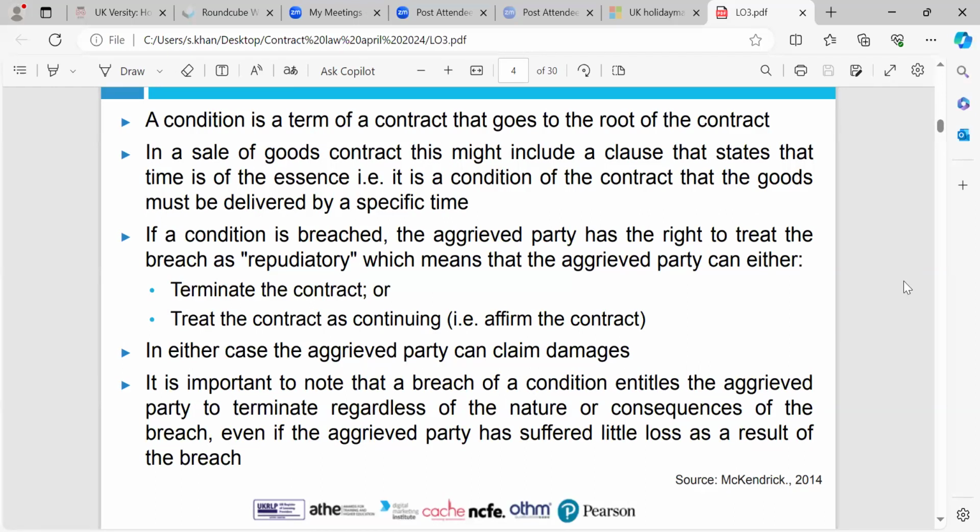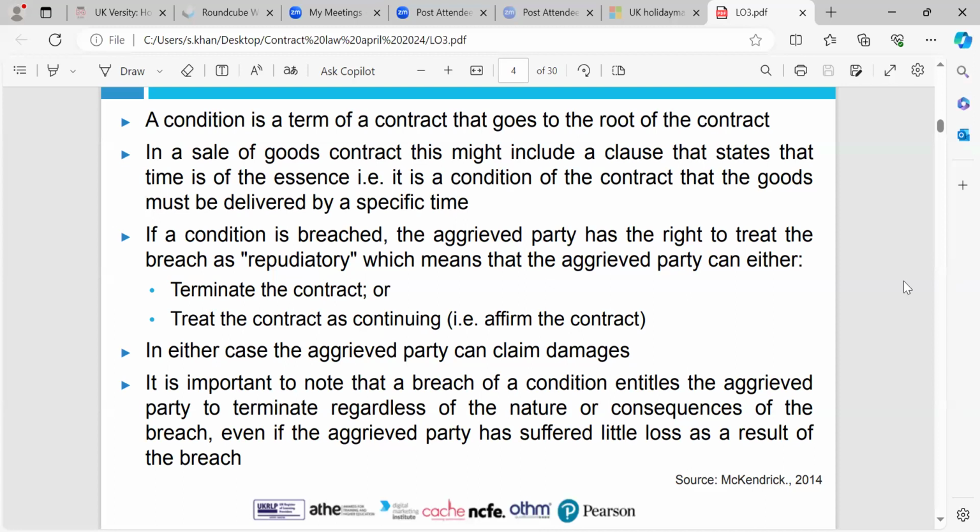In a sale of goods contract, this might include a clause that states that the time is of essence. For example, it is a condition of the contract that goods must be delivered by a specific period of time. If a condition is breached, the aggrieved party has the right to treat the breach as repudiated, which means that the aggrieved party can either terminate the contract or treat the contract as continuing, which is to affirm the contract. In either case, the aggrieved party can claim damages.